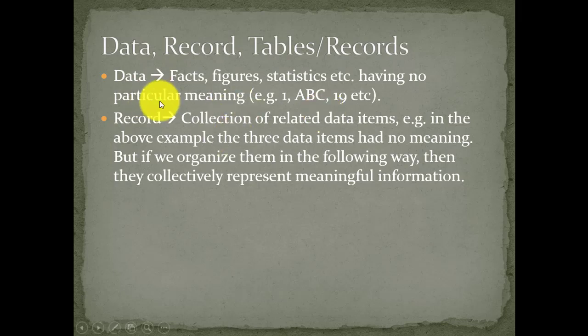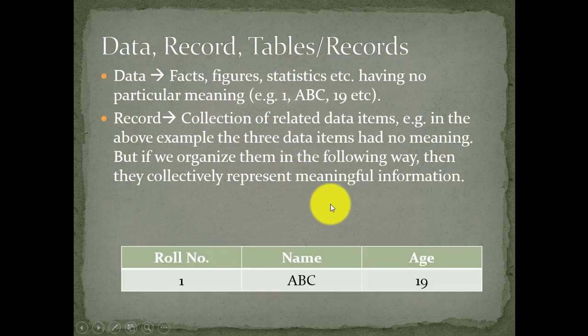What exactly is the record then? The next concept is about record. So a record is nothing but a collection of related data items. So whatever data is available, it is a collection of that. For example, in this above example, these three data items have no meaning, but we could see this in the following way, in which you can see one tabular approach where 1 is called roll number, ABC is called name, and age is 19. So now this 19, ABC, 1 are having some meaning. So this one particular row is called one record.